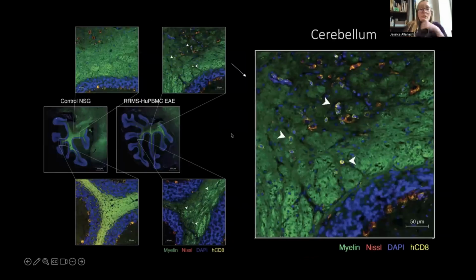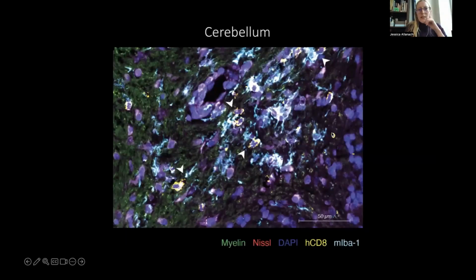And then we also see this in the cerebellum. So on the left, here's a control NSG mouse. You see this compact, neatly organized myelin structure, whereas it becomes a little more frayed and dull. And then you can see these human CD8 T cells entering into the area. And what's interesting is our flow data had suggested that they cooperated with myelin phagocytosing murine macrophages. And we can actually see them co-localizing together within the cerebellum.